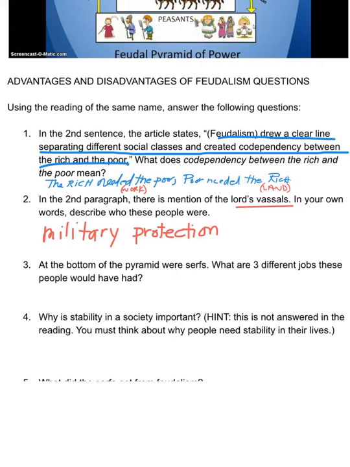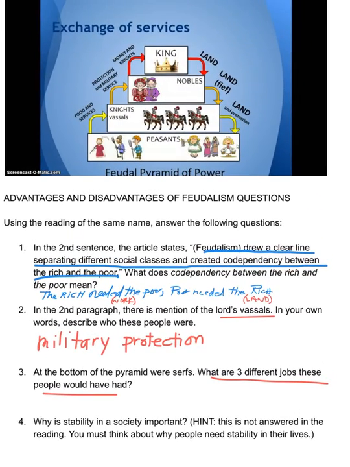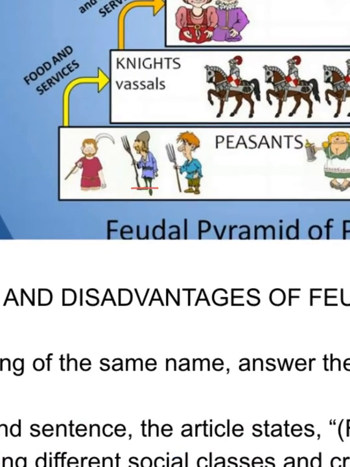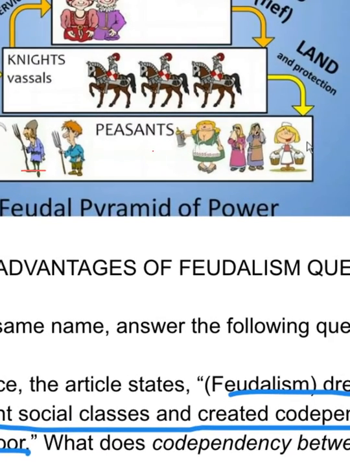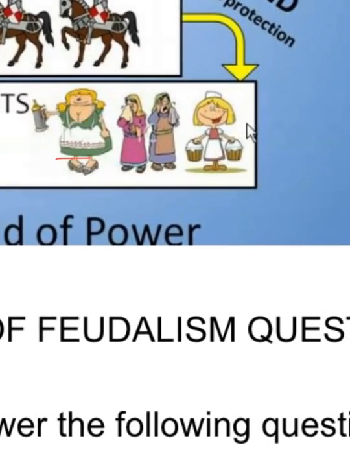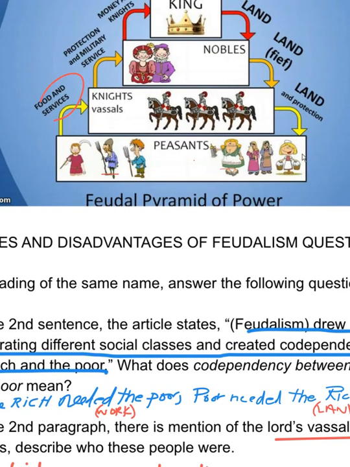At the bottom of the pyramid were the serfs. What are 3 different jobs these people would have? Okay, now I got to go back to the other page. I'm going to look at here. The serfs. Well, look at this. They worked the land. They cooked food. Food and services.